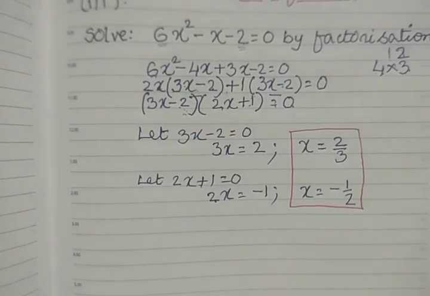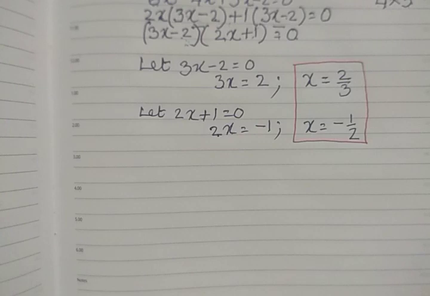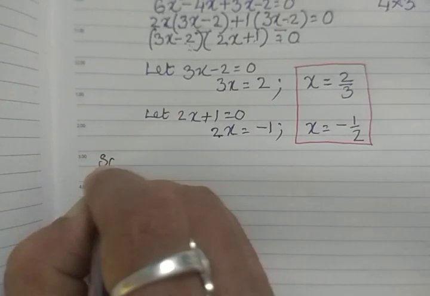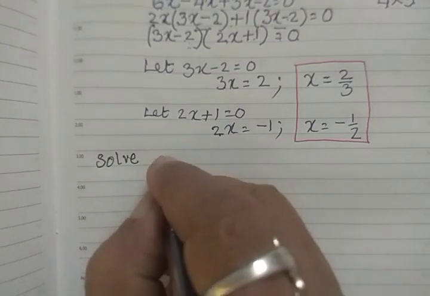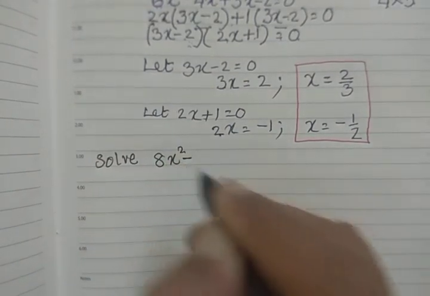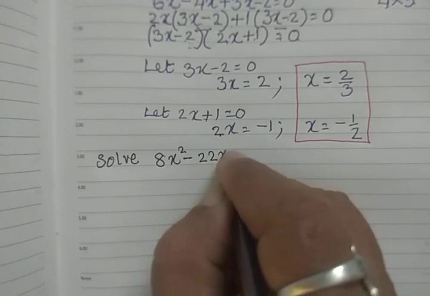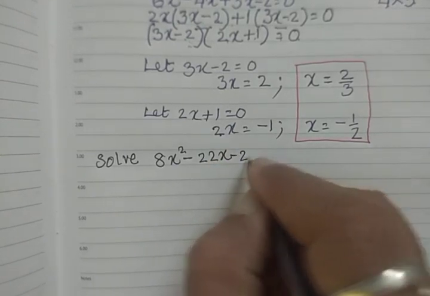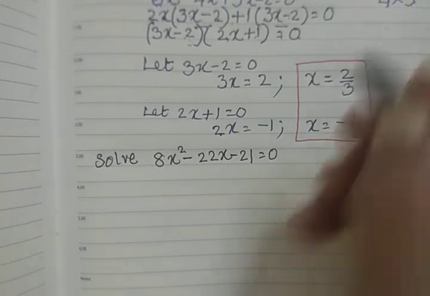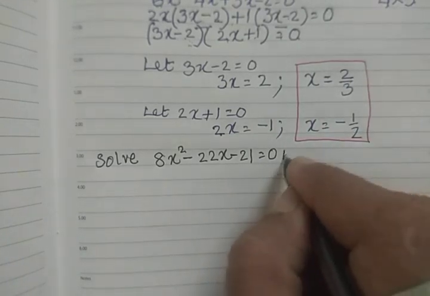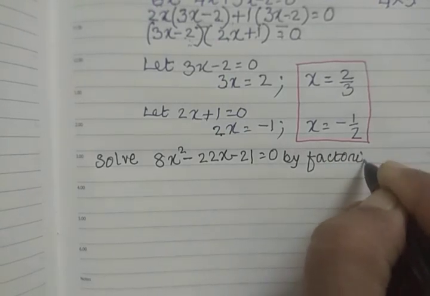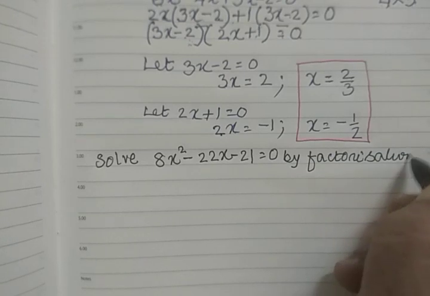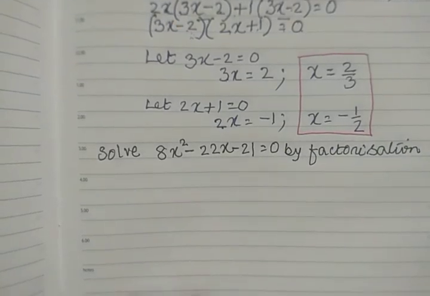Shall we do another question? Yes. The next question is solve 8x square minus 22x minus 21 is equal to 0 by factorization method. So again, what we need to do?